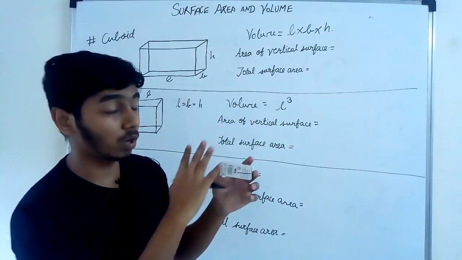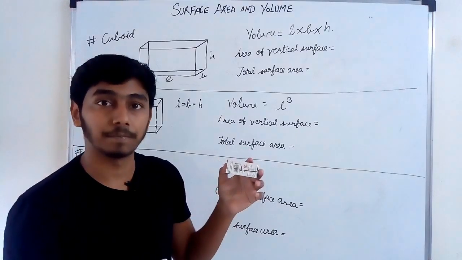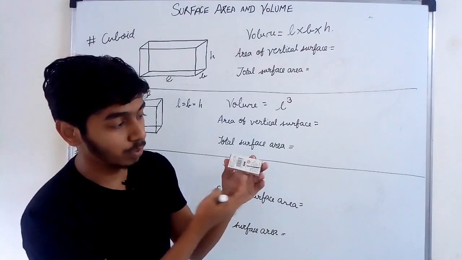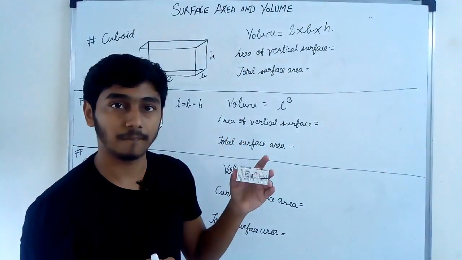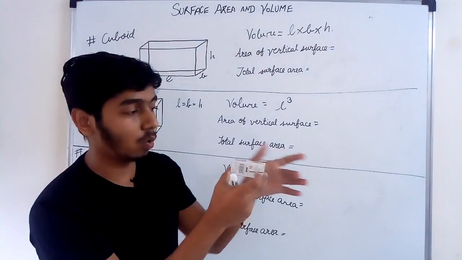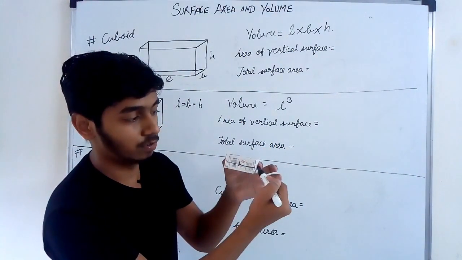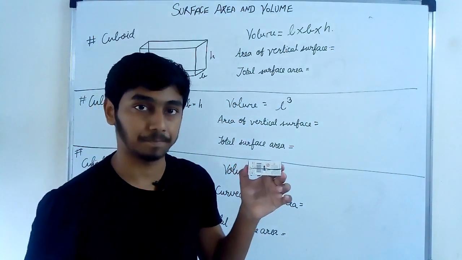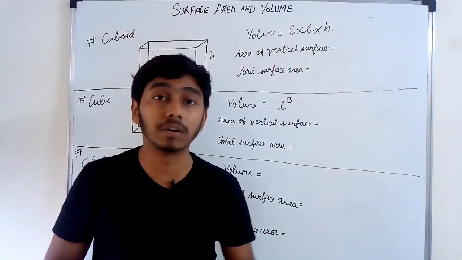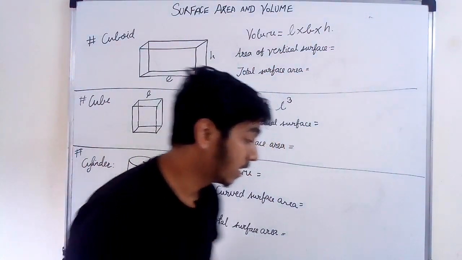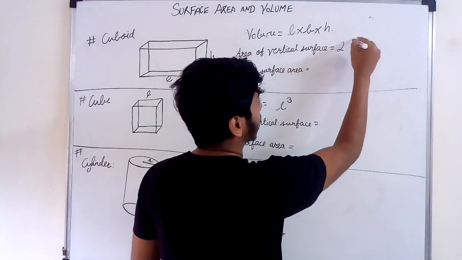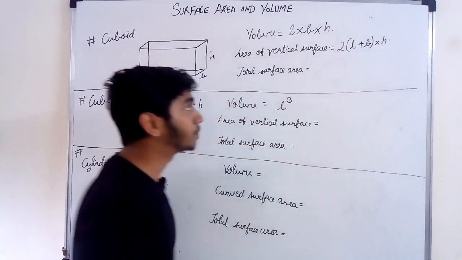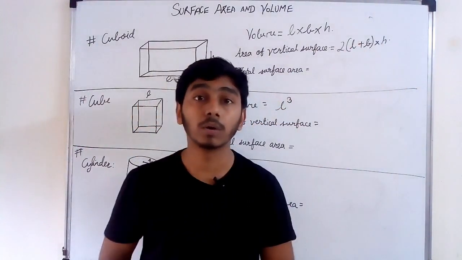Vertical surface means whatever surface is on the vertical side, excluding this surface and this surface. We take all this surface, and behind it the surface which is this, that is also taken. That is the area of vertical surface, and it is given by 2 into length plus breadth into height.